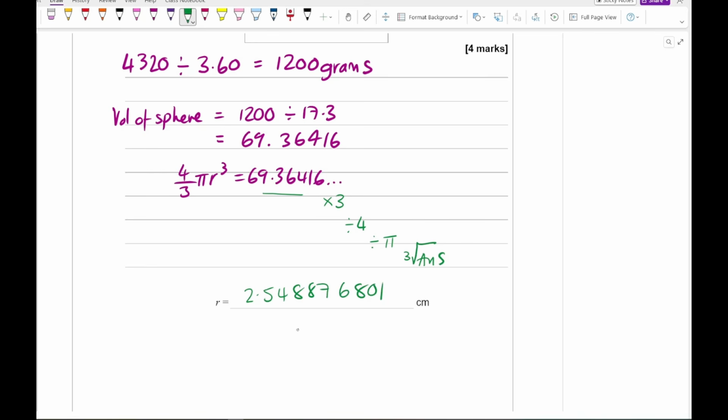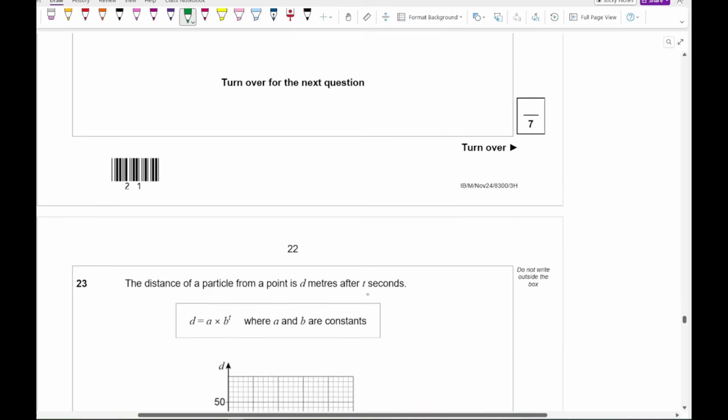Now your answer, depending on your rounding, may be something slightly different, but as long as you showed your full working out, I'm going to round this number to 2.5 to 1 decimal place. But again, there will be a margin of error, so as long as your answer is close enough and you've worked out the volume of the sphere, which worked out to be 69.3 something, then applying everything that I've done in green should give you the correct answer and full marks.